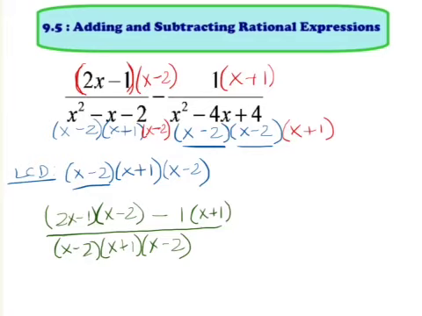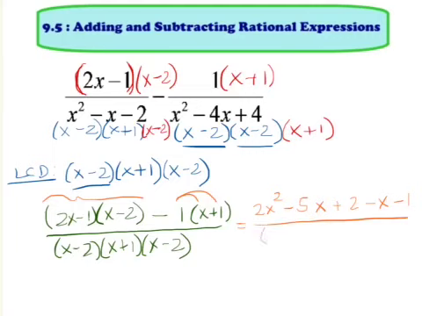Now that I have one great big fraction down here in green, it's time to multiply and combine like terms to simplify. Now here, with the 2x minus 1 and x minus 2, you're going to have to do your FOIL to multiply it out, so your first, outside, inside, last. So when I FOIL that, I get 2x squared minus 5x plus 2, and then I need to distribute my subtraction, minus x minus 1, all over my common denominator.